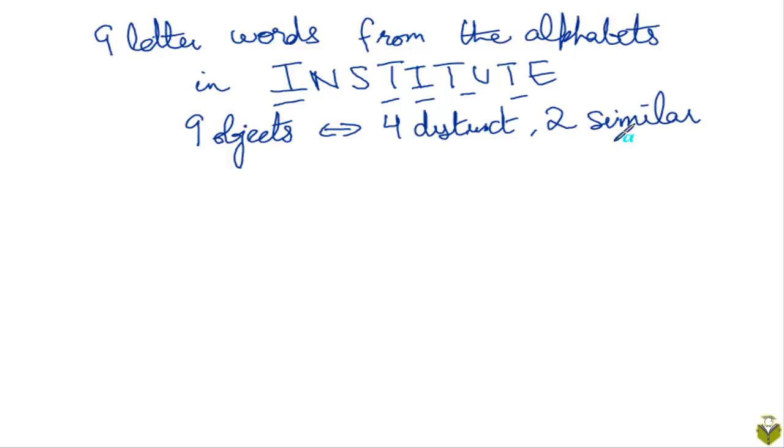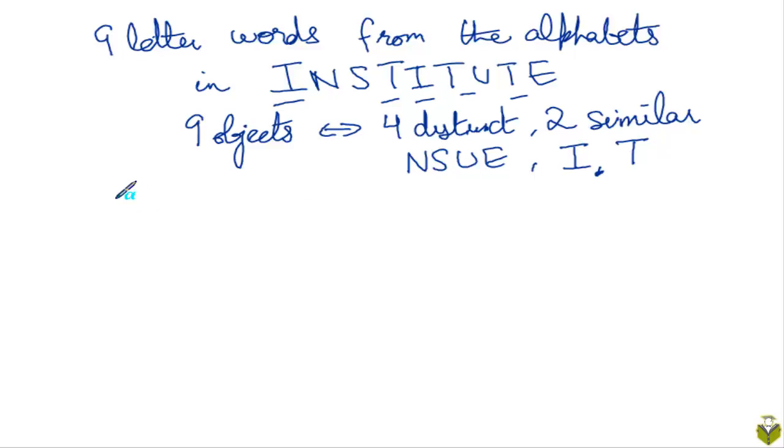2 similar means that 2 of these objects are repeated. So 4 distinct, we just have N, S, U, and E as distinct objects, and 2 similar ones are I and T, right? I is repeated 2 times and T is repeated 3 times. So what would happen if all of these objects were distinct?